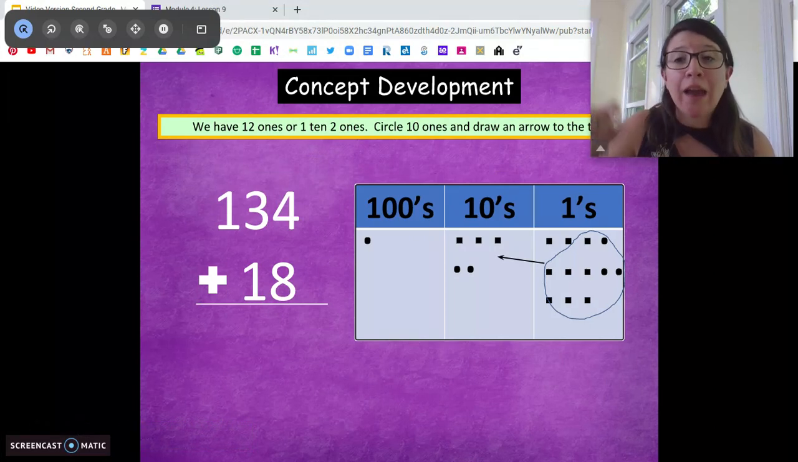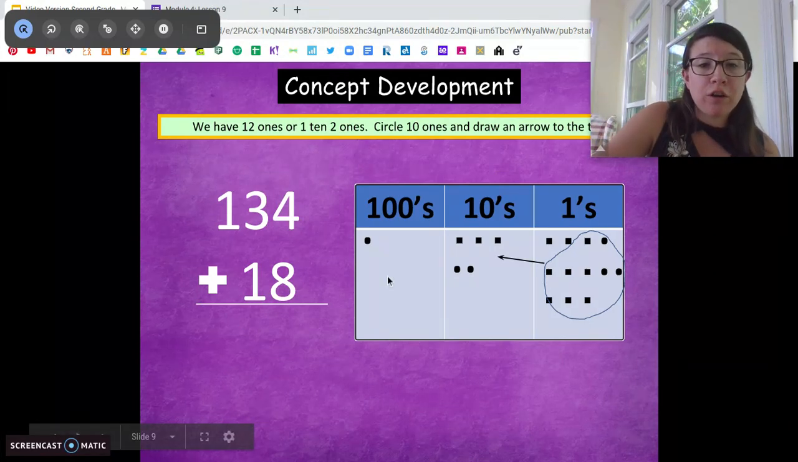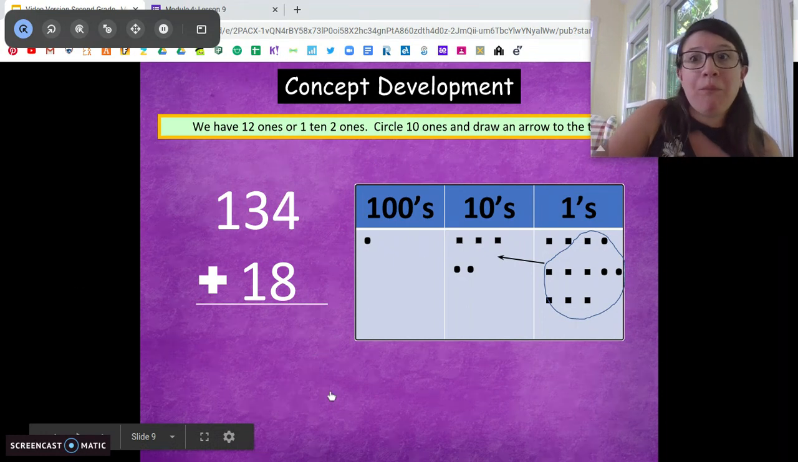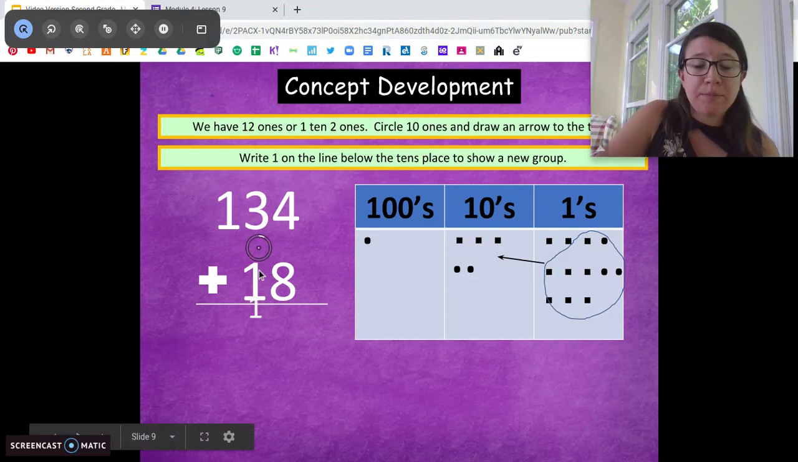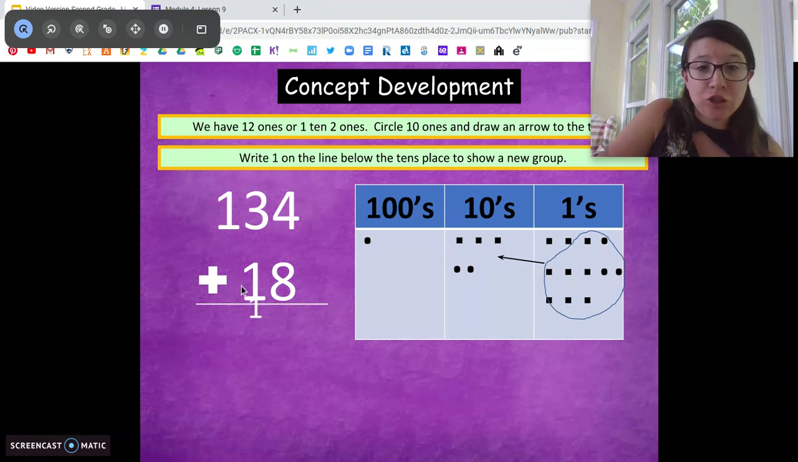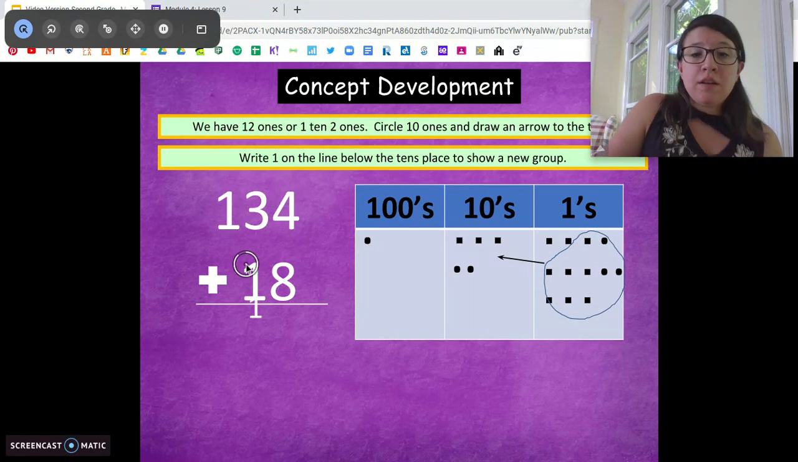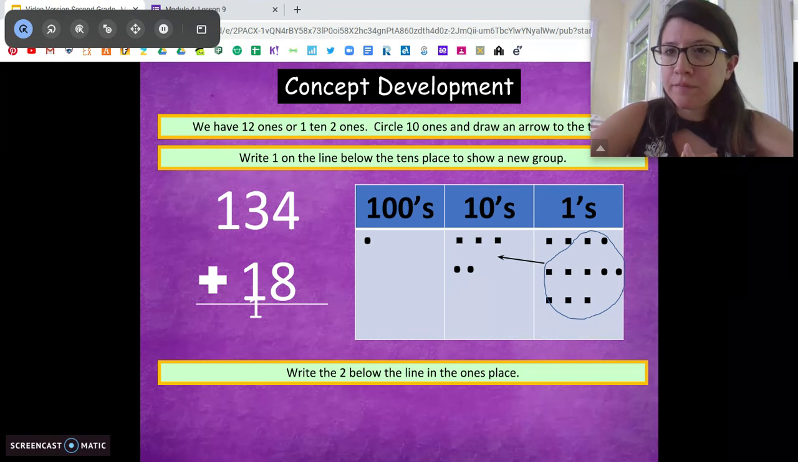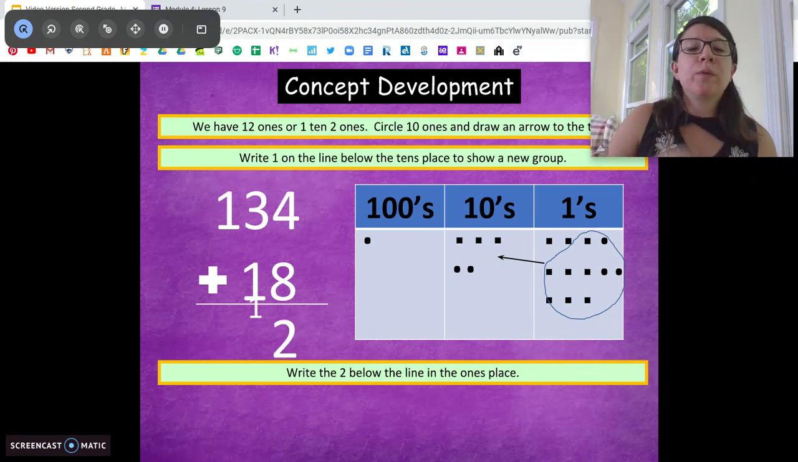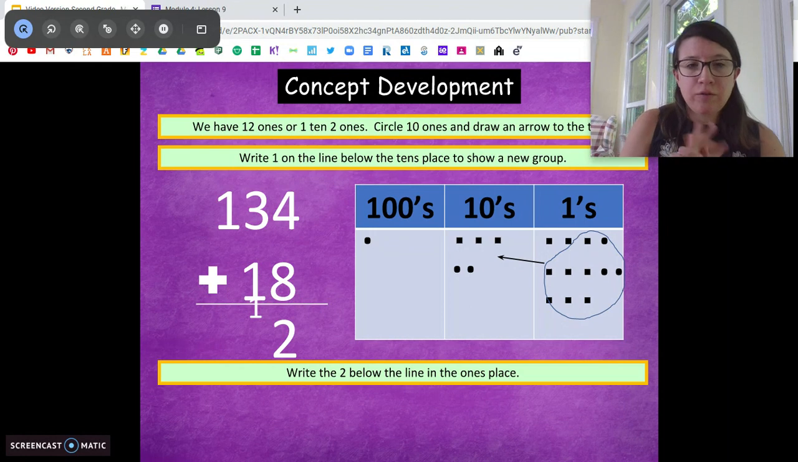Now, when we do that, what do we need to do to our vertical form? Good. Add that 1. Make sure you write that 1 in your tens place. Be careful not to write it over in the hundreds place. Make sure it's in your tens place here. Okay, so we have hundreds, tens, 1s. Make sure it's in your tens place. All right. Now, how many 1s do we have left over? Perfect. So we're going to write that in our 1s place on our vertical form.